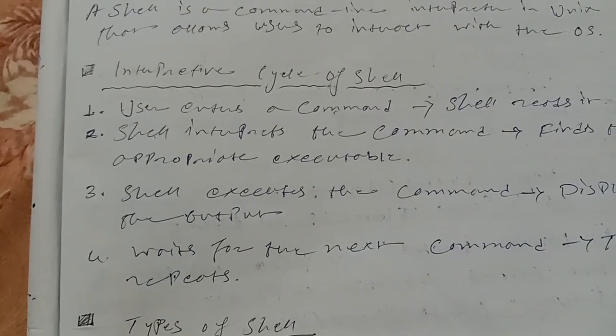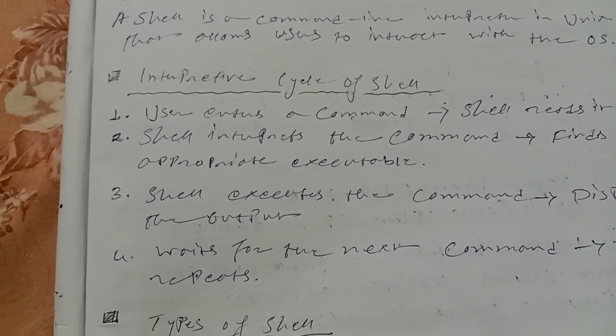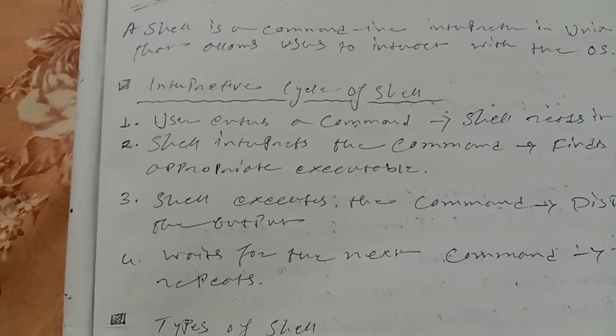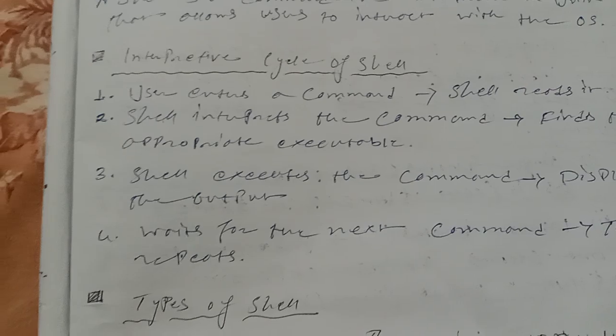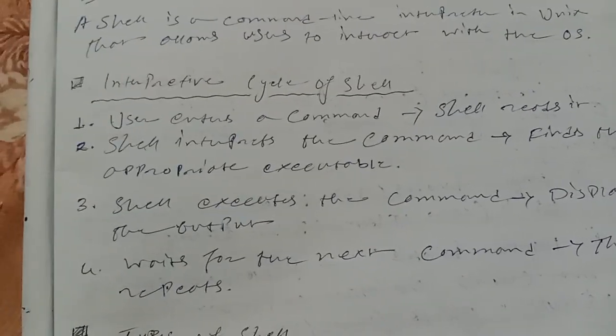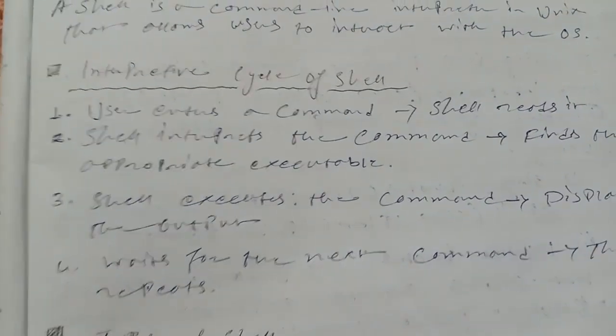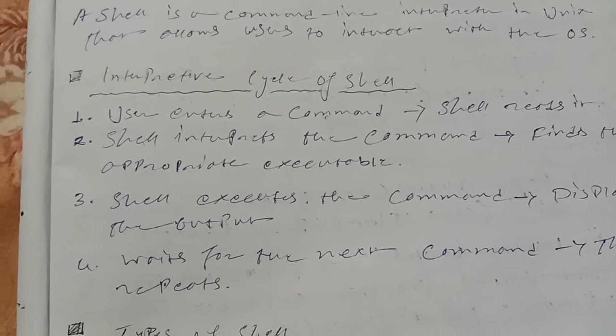Now, interpretive cycle of shell. What is the interpretive cycle of shell? The interpretive cycle of shell consists of 4 steps. First, the user enters a command, and the shell reads it. The user enters the command in the shell, and the shell will read it.